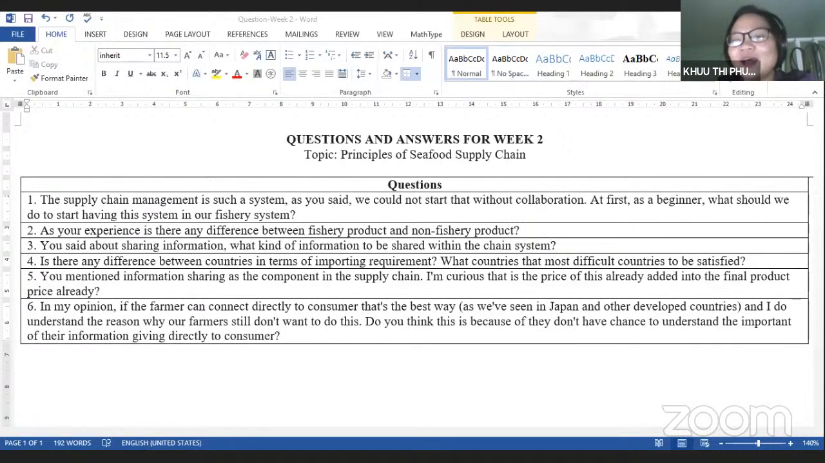After today, I hope that you will understand clearly how we share information along the supply chain. But first, I should give you the general information and answer the questions one by one. The first question is on the screen. Supply chain management is also a system, as you said, and we could not start it without collaboration. At first, as a beginner, what should we do to start having this system in our fishery system?